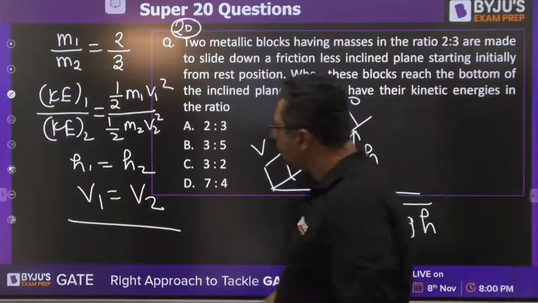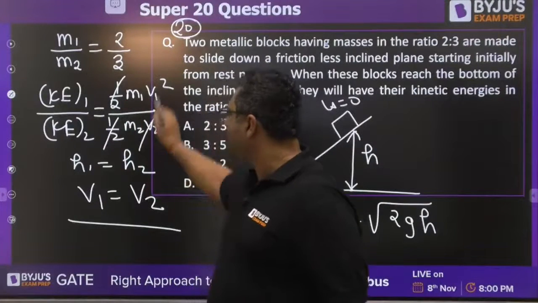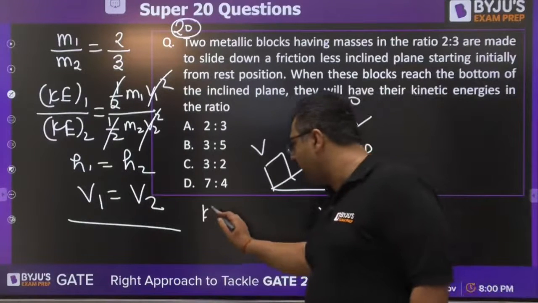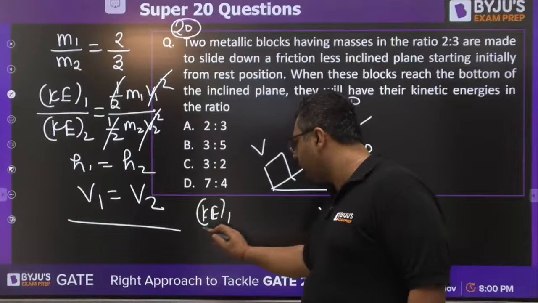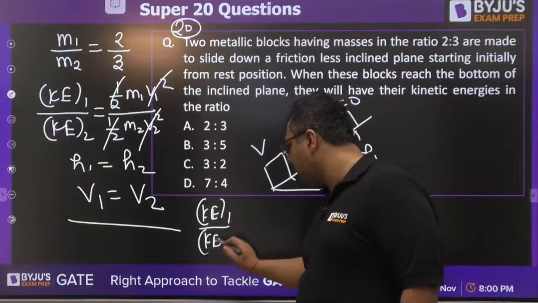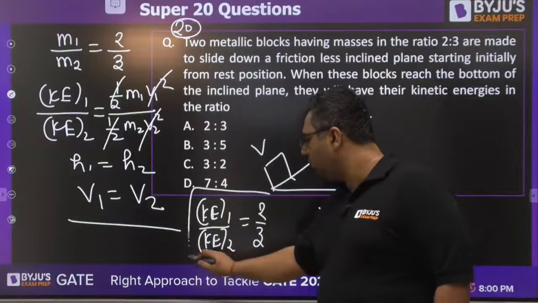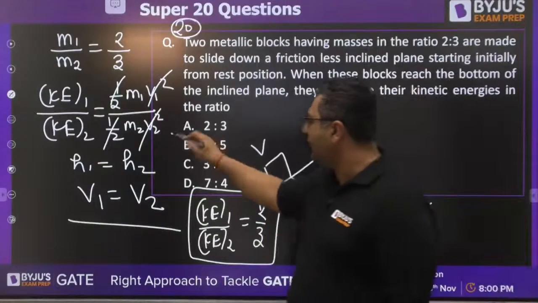So because of that, half will cancel out, V2 and V1 will cancel out. So the ratio of kinetic energy at 1 to kinetic energy at 2 would be 2/3. The answer would be A for this.